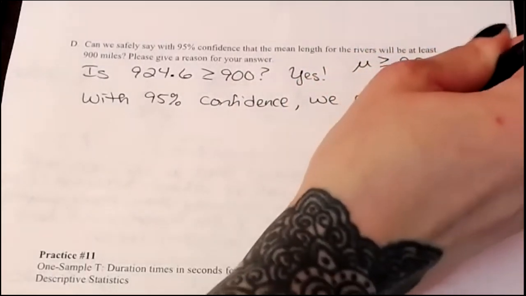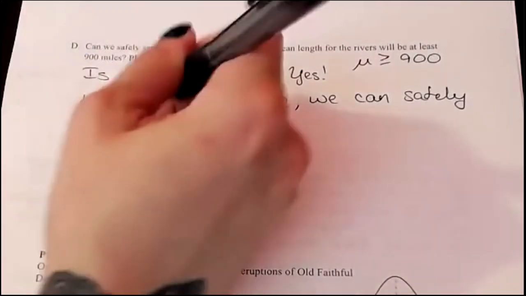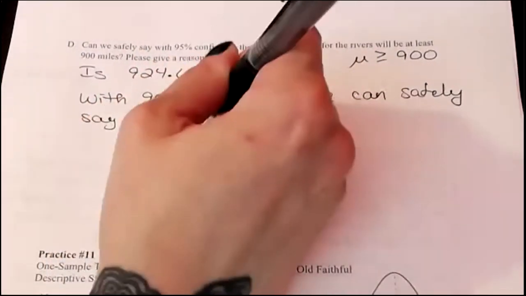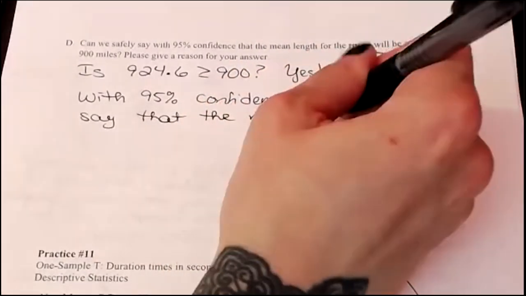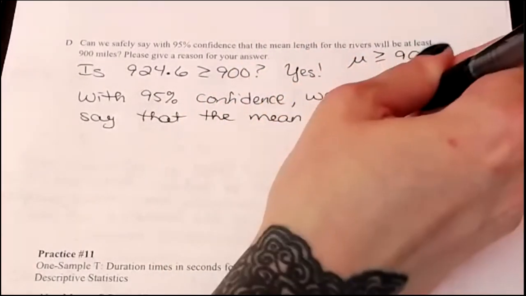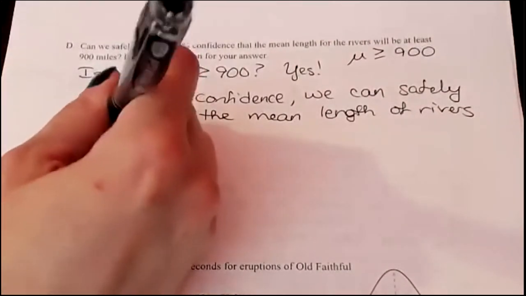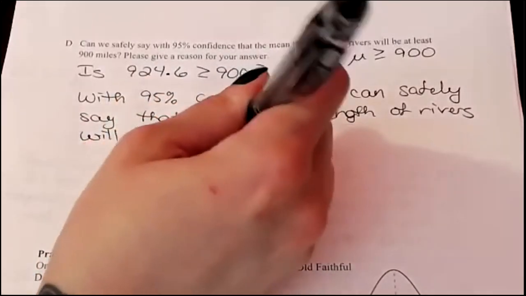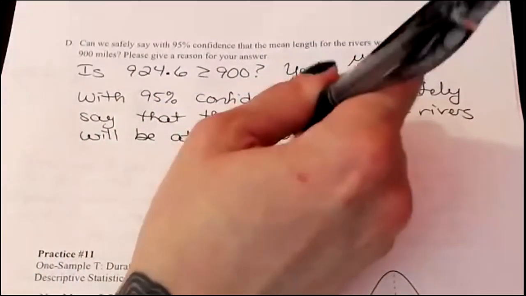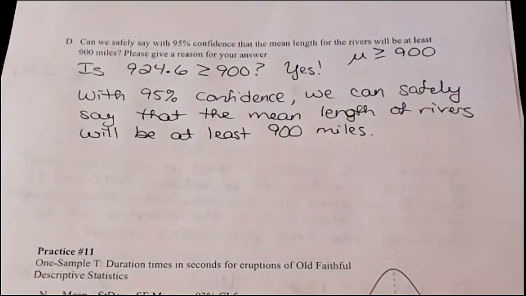So with 95% confidence, we can safely say that the mean length of rivers will be at least 900 miles. Perfect. And that concludes practice number 10.